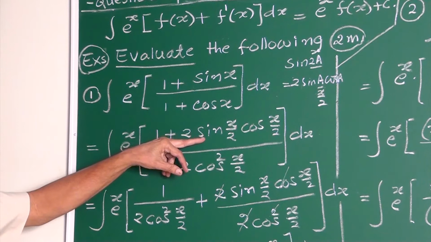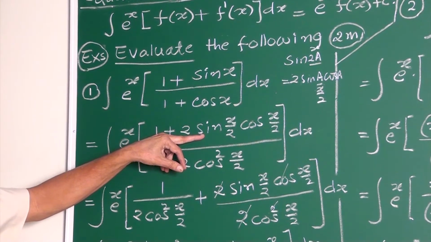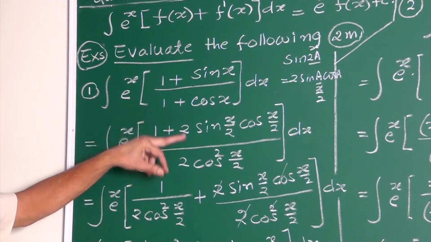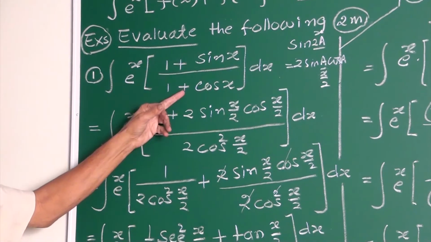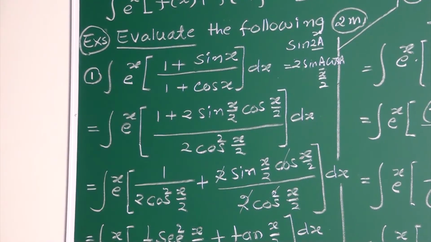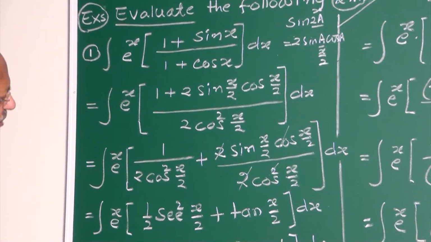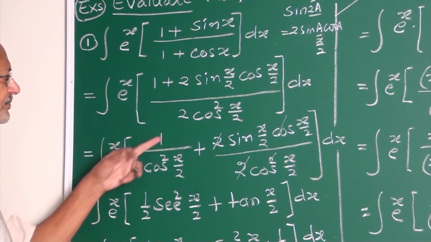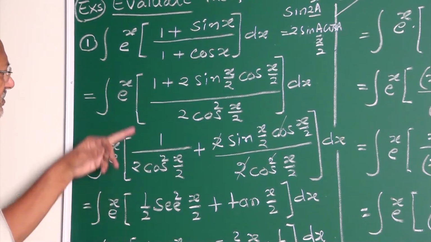Use the trigonometric formula: 1 plus cos x is 2 cos square x by 2, and sin x is 2 sin x by 2 into cos x by 2. If it is minus, it is 2 sin square. That's all. At that time, sin cancels, and you get the result in terms of cot and cosec square. Cot and cosec square, 2 cos square x by 2.